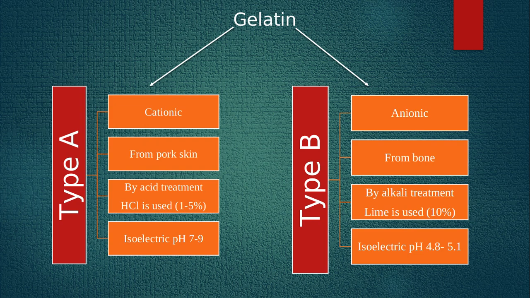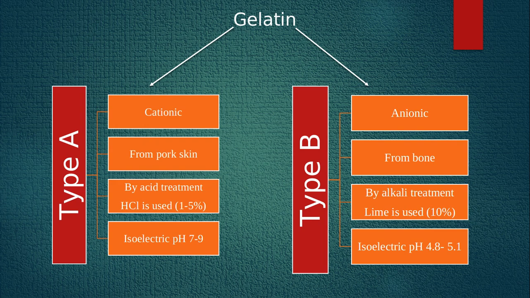Here many a time we confuse the isoelectric pH of type A and type B. So if we see, type A is obtained from acid treatment, and its isoelectric pH ranges in the basic range, means 7 to 9. While type B is obtained from alkali or basic treatment, and its isoelectric pH ranges in the acidic range, that is 4.8 to 5.1. So through this cross relation we can easily remember the isoelectric pH.